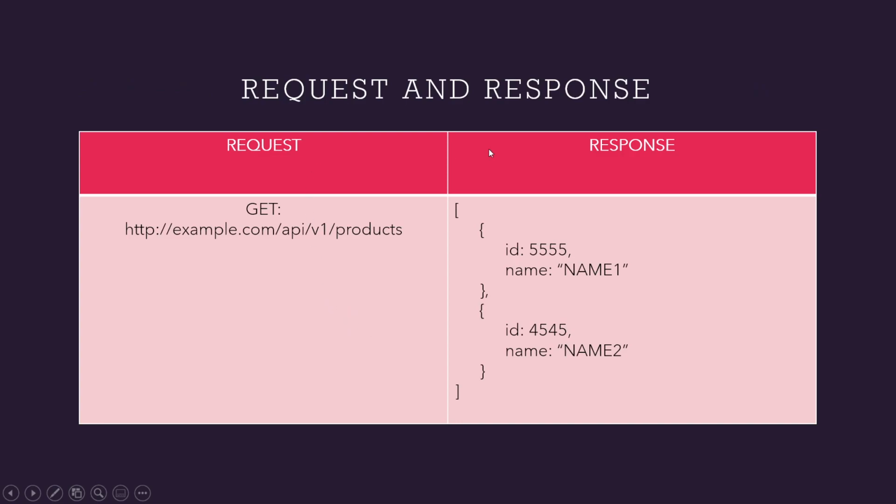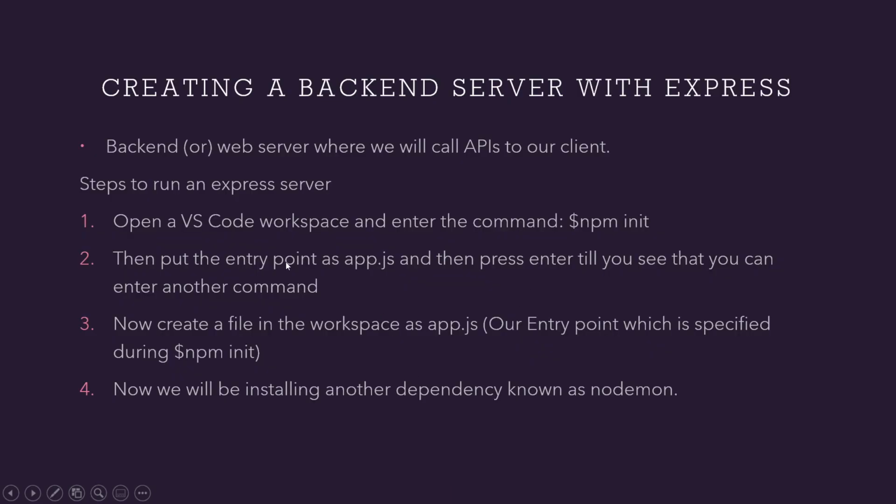So request and response. So what is request and what is response? So I have made a call to an API, slash get some products from the API, and I received the product list as a response. As you can see, this is an array of JSON objects. I receive these as a response. So I will be rendering these in the front end.